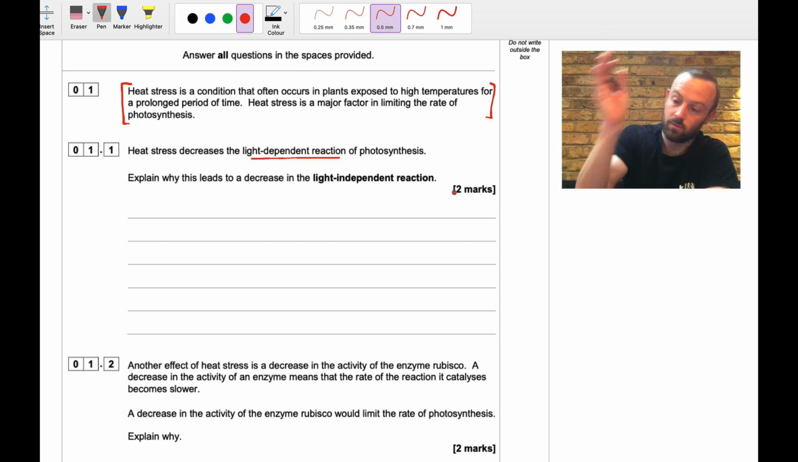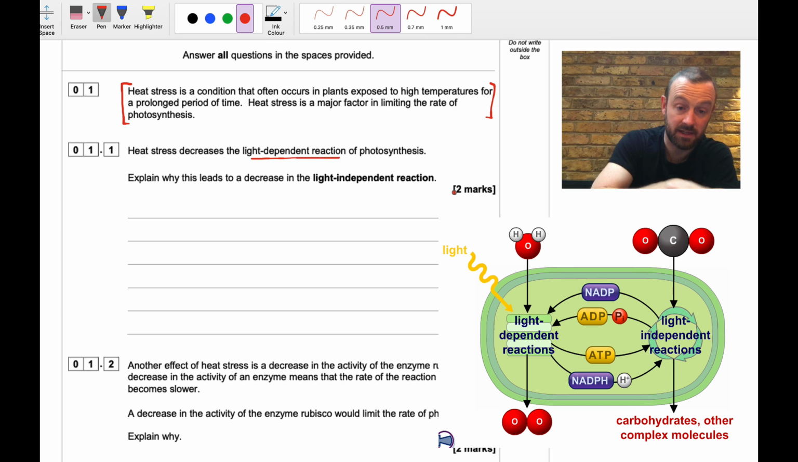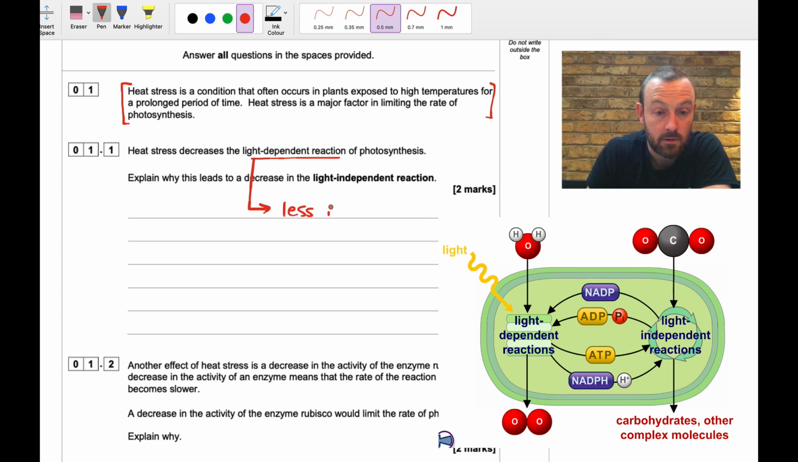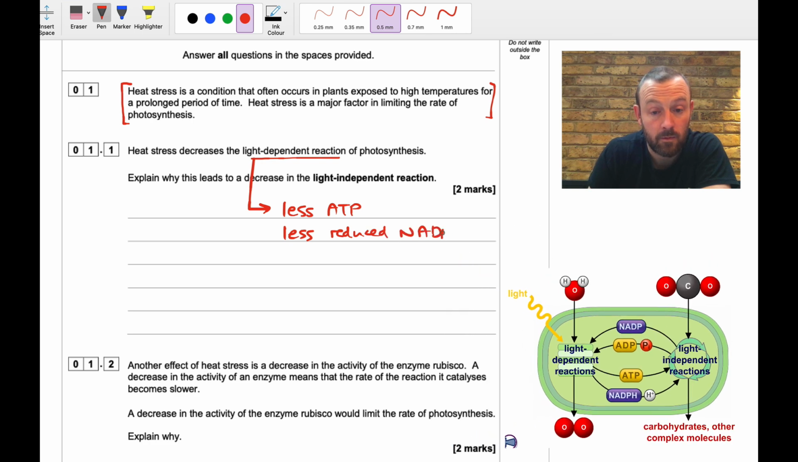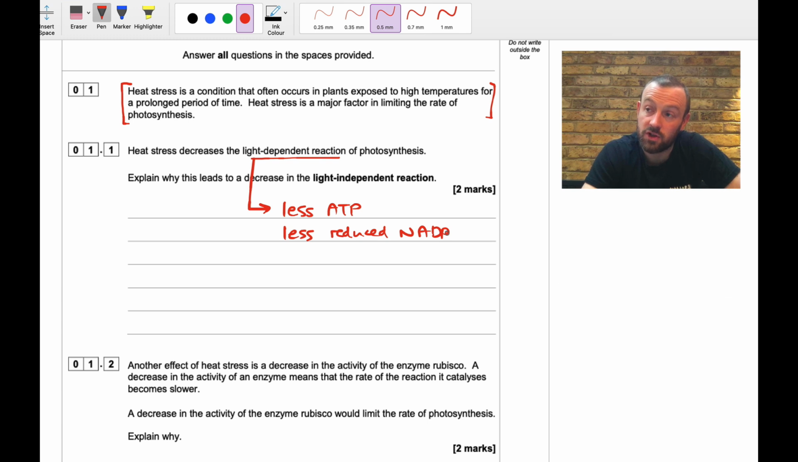So it's basically just asking you what's the link between the light-dependent and the light-independent. If we decrease the light-dependent reaction, we're going to have less ATP produced, and we're going to have less reduced NADP, which means that we can therefore do less reduction of triose phosphate, so less production of triose phosphate, less of the Calvin cycle, fewer turns of the Calvin cycle, and therefore fewer molecules of glucose produced.